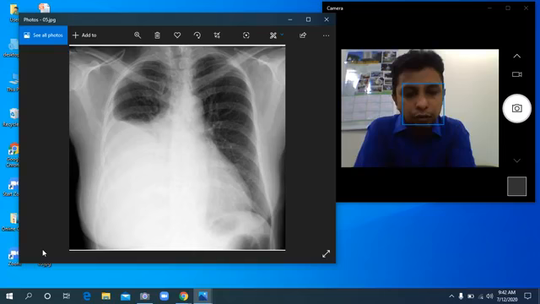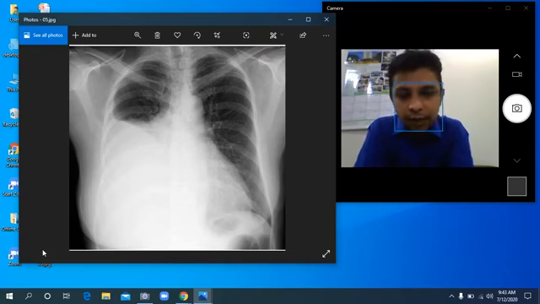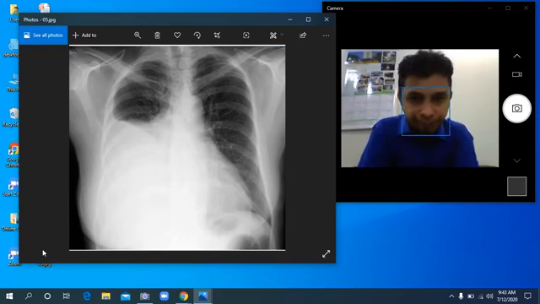So going back to the investigations, what are the investigations that we'll do in such cases? We'll do complete blood count. We'll check the sputum. We'll do tuberculin test. We'll check pleural fluid aspiration and study. And what is the most confirmatory test? We'll do pleural biopsy.